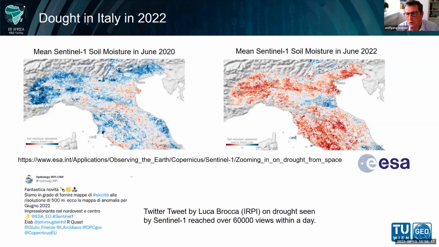And a colleague from Italy, Luca Brocca, has twittered those results, and within a day there have been 60,000 views. So one can see how people react to this kind of data if there is a crisis situation. It can have a very powerful communication effect if you show it to people.